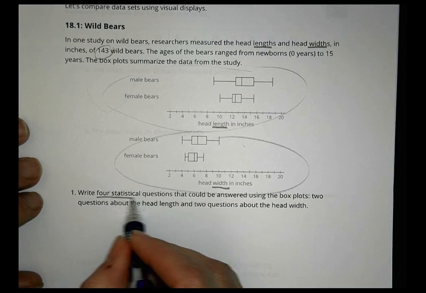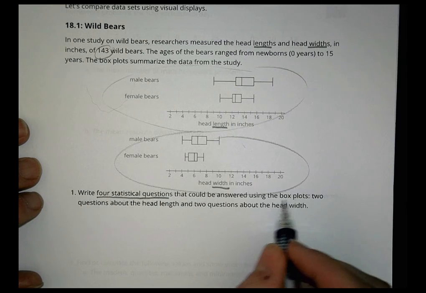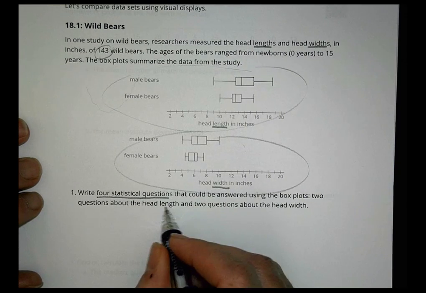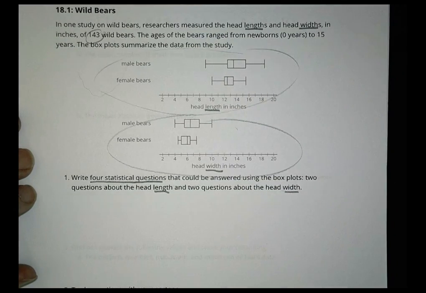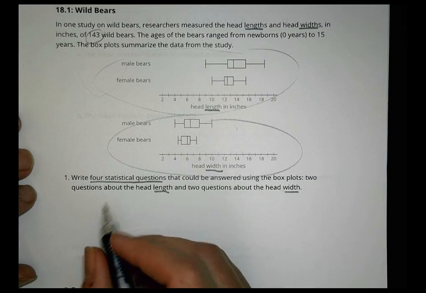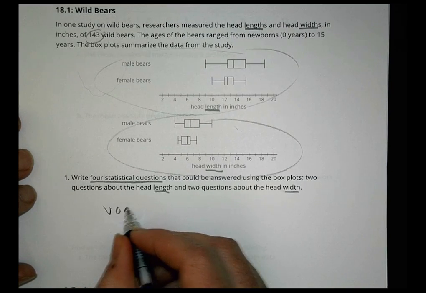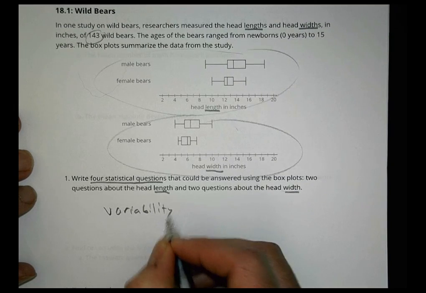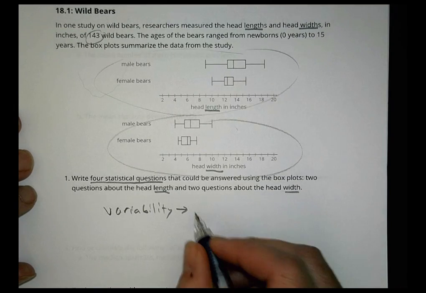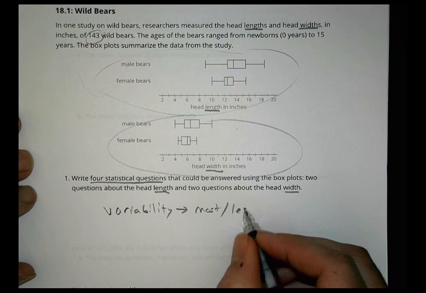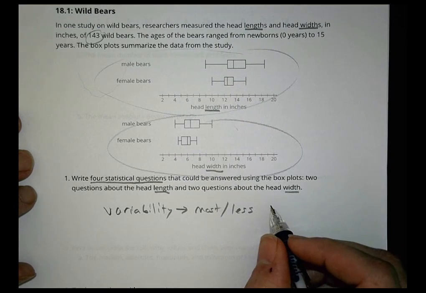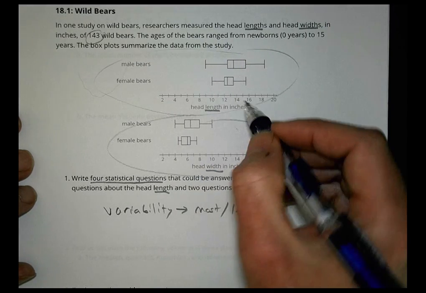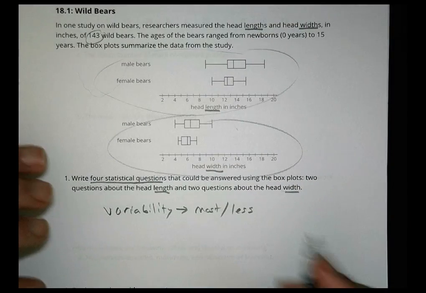So we want to write 4 statistical questions that could be answered using the box plot data, 2 about the length and 2 about the width of the bears. So again, statistical questions are going to be questions about what you see there. You could ask questions about variability, right? So which age group had the most variability, which group, male or female, had the most variability, or less variability between lengths and widths. Those are 4 questions right there.